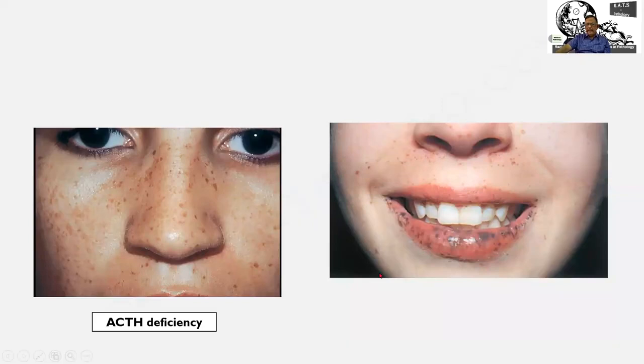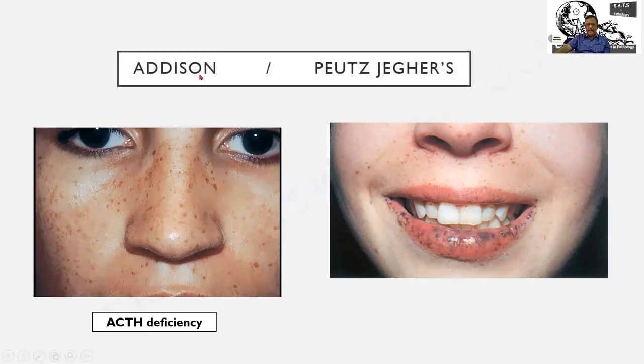As I had mentioned earlier, the pigment can occur in other conditions. One is called Addison's disease. In this one, there is a pigmentation on the face. It is caused because of ACTH, adrenocorticotropic hormone deficiency. And this occurs in Addison's disease. Another disorder is Peutz-Jeghers, in which there can be a pigmentation, particularly in the lips. The patient may be having a gastric polyp.